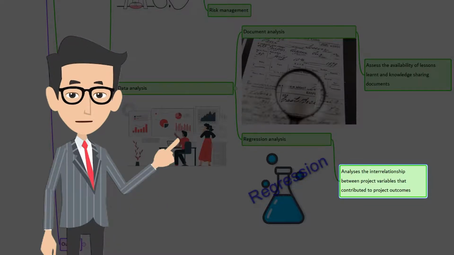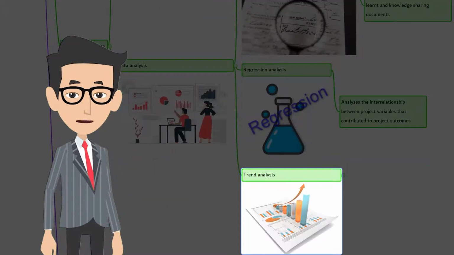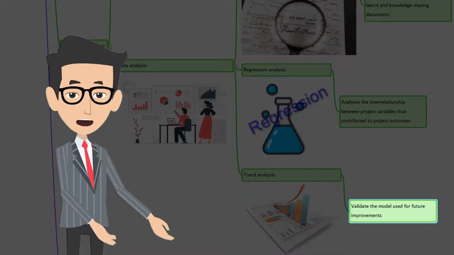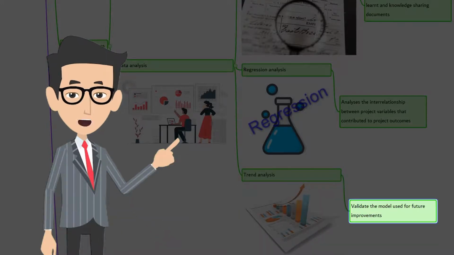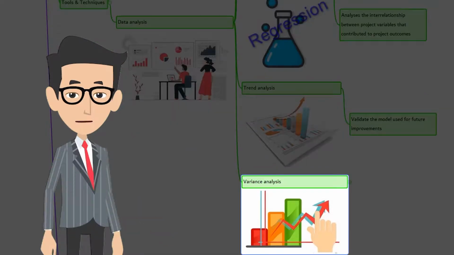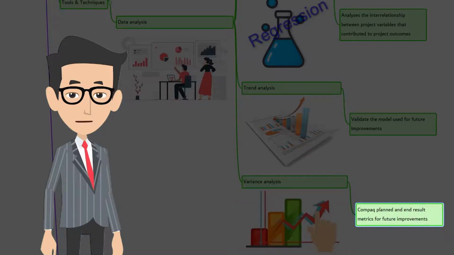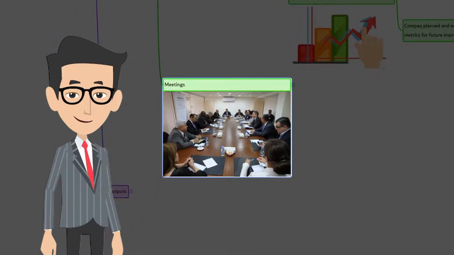on future projects. Trend analysis. Trend analysis can be used to validate the models used in organization and to implement adjustment for the future projects. Variance analysis. Variance analysis can be used to improve the metrics of the organization by comparing what was initially planned and the end result. The next is meetings.